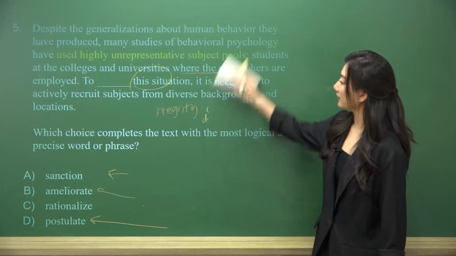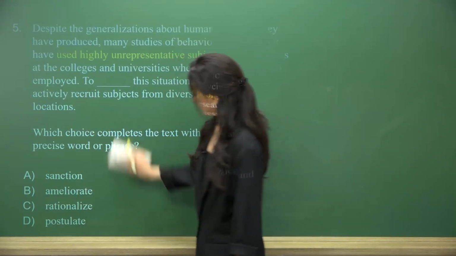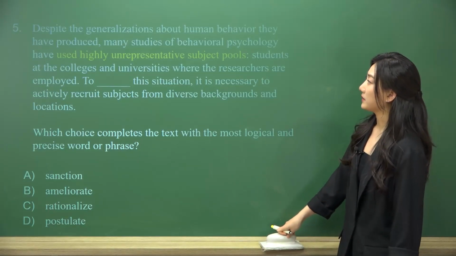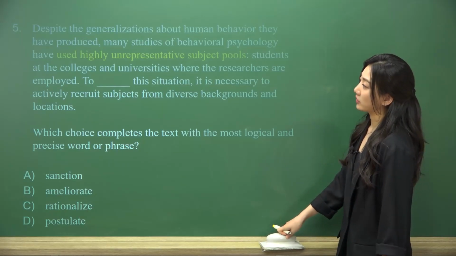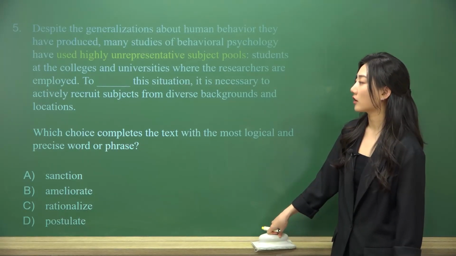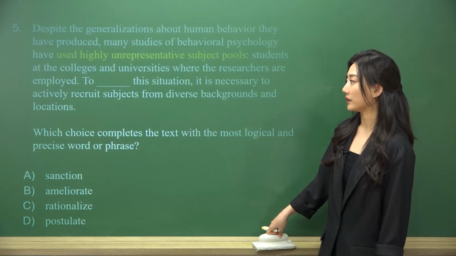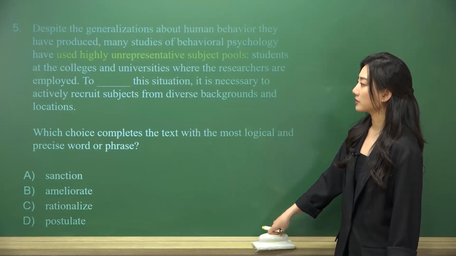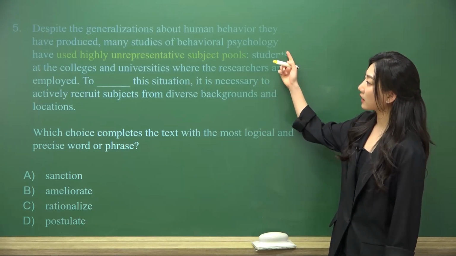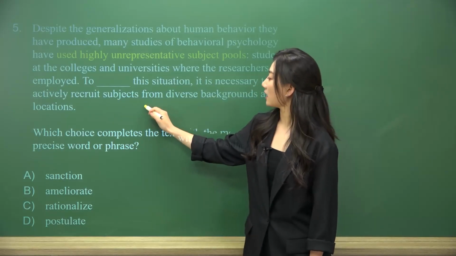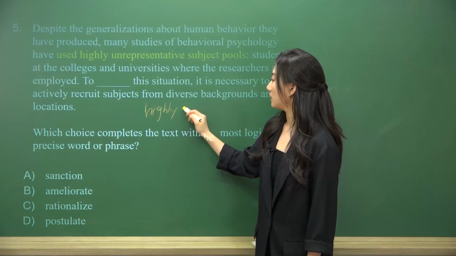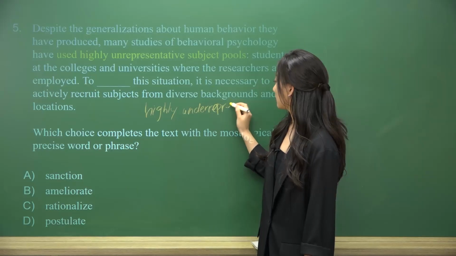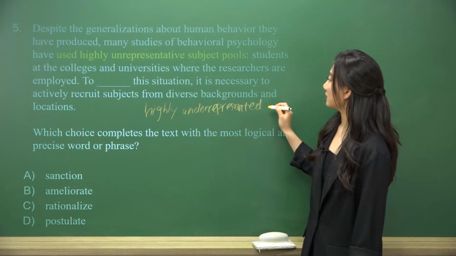Okay. Number 5. Despite the generalizations about human behavior they have produced, many studies of behavioral psychology have used highly underrepresented subject pools. Students at the colleges and universities where the researchers are employed. To blank the situation, it is necessary to actively recruit subjects from diverse backgrounds and locations. So, behavioral psychology used highly underrepresented. Let's just write highly underrepresented.